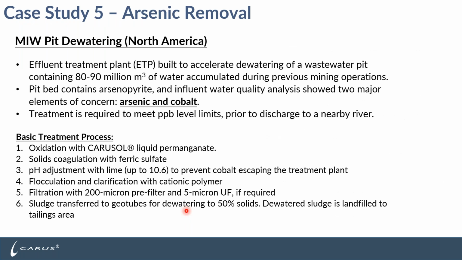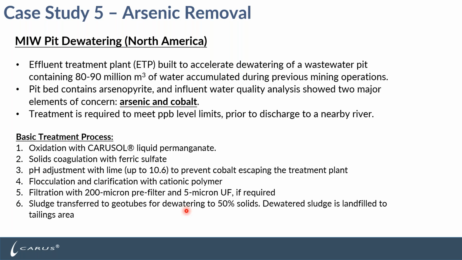So our next case study, case study number 5, looks at arsenic removal from a pit dewatering operation in North America. An effluent treatment plant was built to accelerate the dewatering of the pit, which contained 80 to 90 million meters cubed of water accumulated since 1930 during previous mining operations. The pit bed here is unlined and contains arsenopyrite, with dewatering to take place over several years.